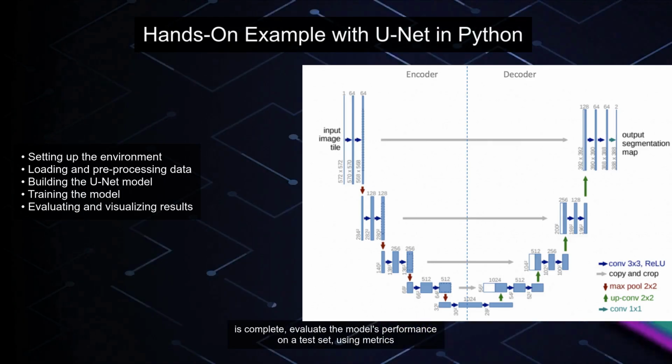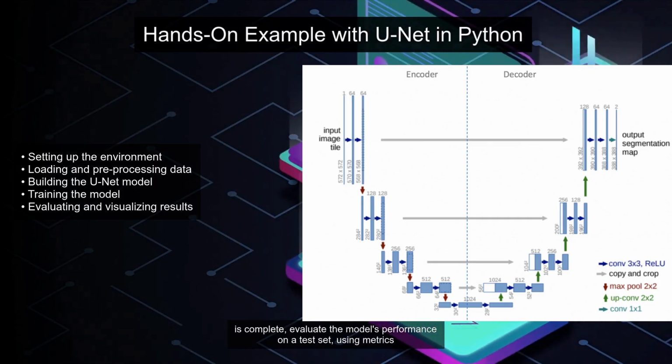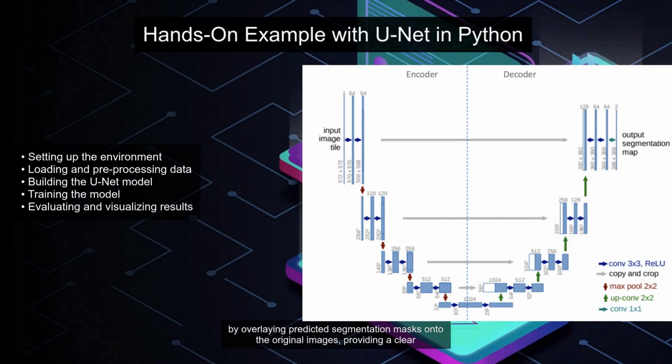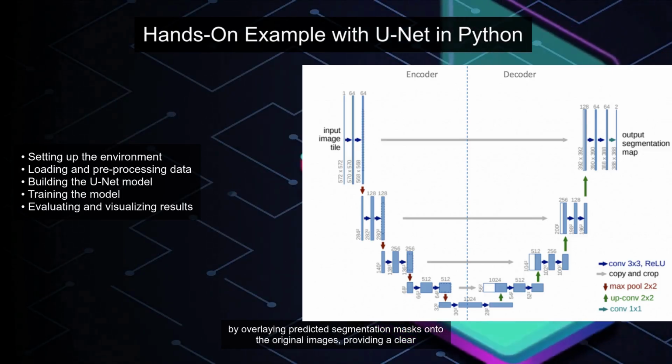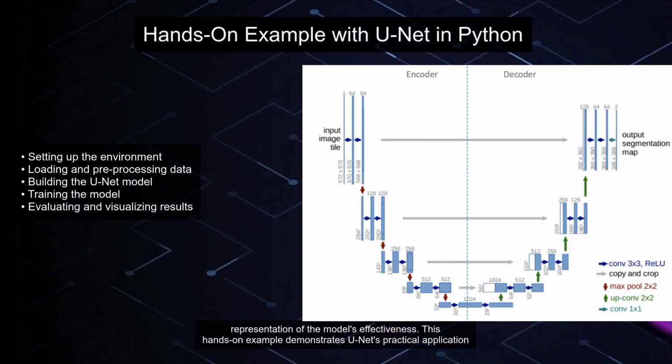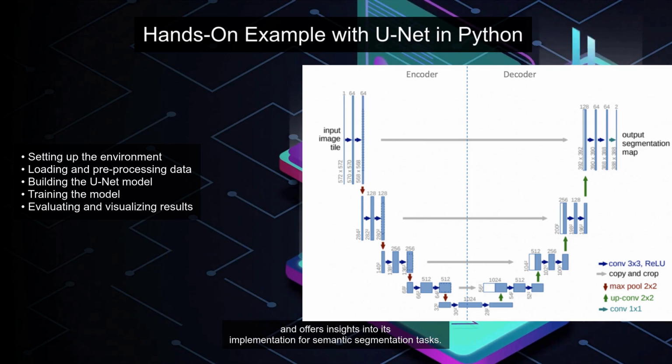Once training is complete, evaluate the model's performance on a test set, using metrics like intersection over union, IOU, to assess accuracy. Finally, visualize the results by overlaying predicted segmentation masks onto the original images, providing a clear representation of the model's effectiveness. This hands-on example demonstrates UNet's practical application and offers insights into its implementation for semantic segmentation tasks.